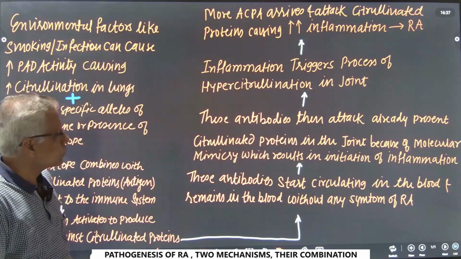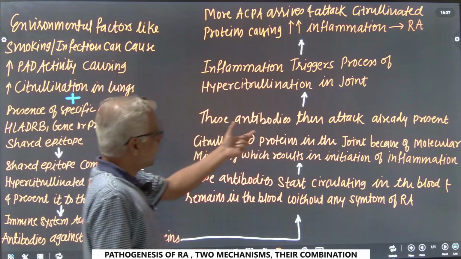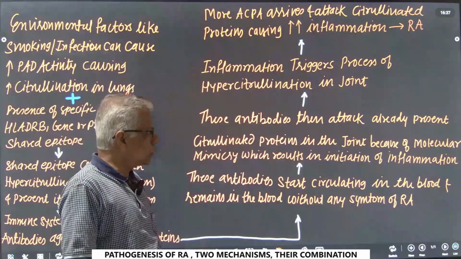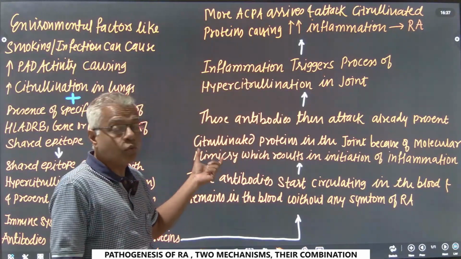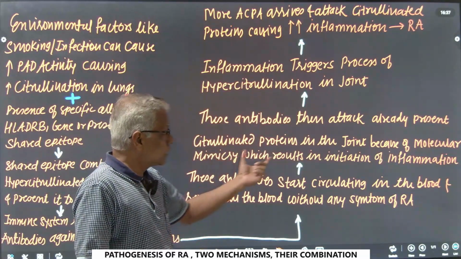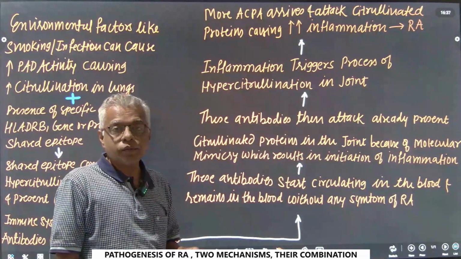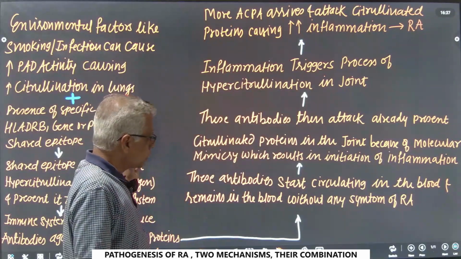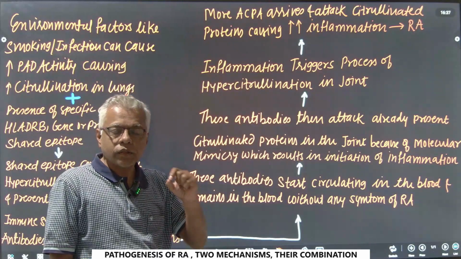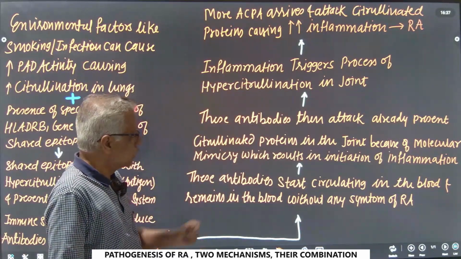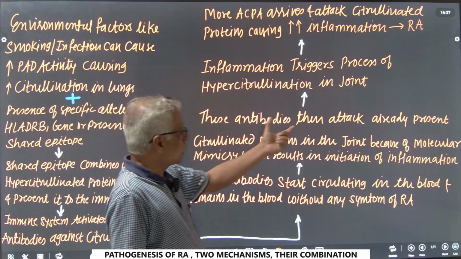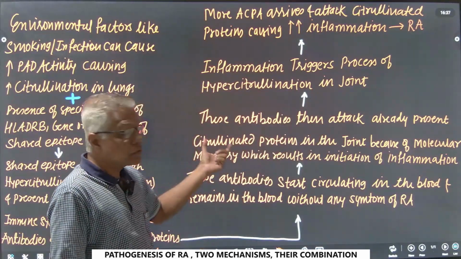Now see here, these antibodies then attack already present citrullinated proteins in the joint because of the molecular mimicry, which results in the initiation of the inflammation. So in the first mechanism, it is a trauma or the infection which is causing the hypercitrullation in the joint, but in this mechanism, these antibodies then attack already present citrullinated proteins.